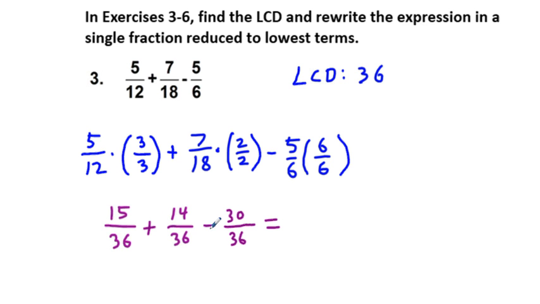So we have our common denominator of 36, so we just need to go ahead and add these fractions together. We have 15 plus 14 is 29, and 29 minus 30 is negative 1, so we're going to end up with negative 1/36.